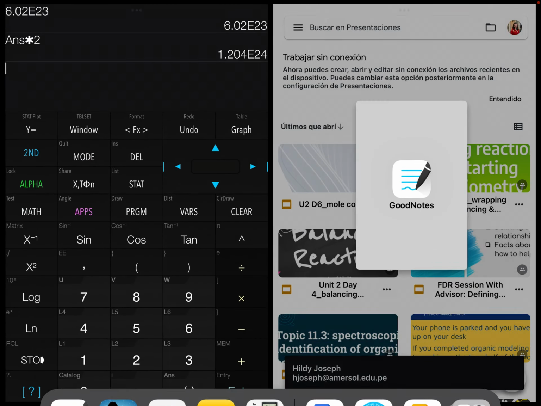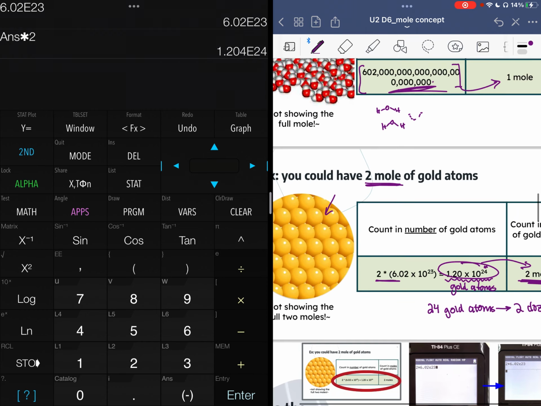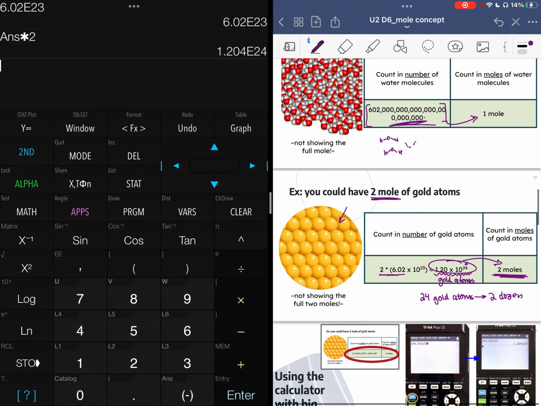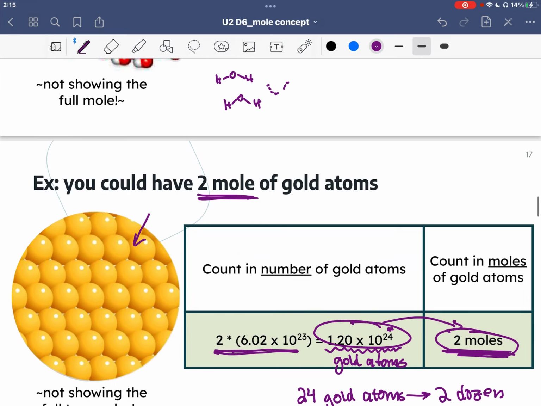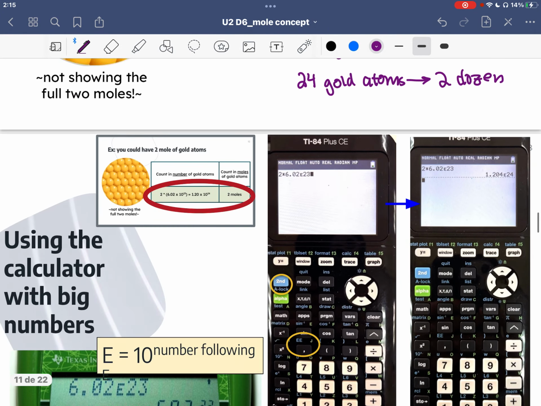Excuse me, let me pull up the PDF. There we go. So in order to put 6.02 times 10 to the 23rd into my calculator, I used 6.02E23, and that got me this 1.20 times 10 to the 24 number. Let me show that to you again in a TI-84 calculator.